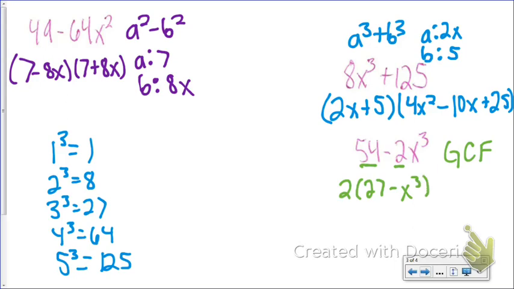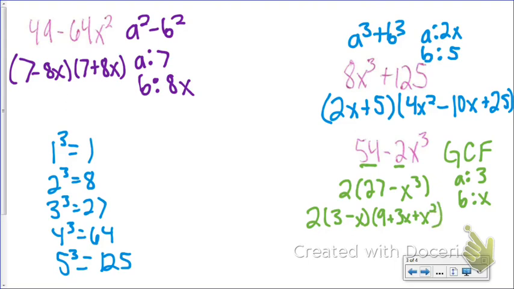Now the inside, I'm left with a difference of cubes. So I have a difference of cubes where a is 3 and my b is x. So now I can just factor the bottom using that difference of cubes formula. So it's a minus b times a squared plus a times b plus b squared. And that's as far as that one can factor.